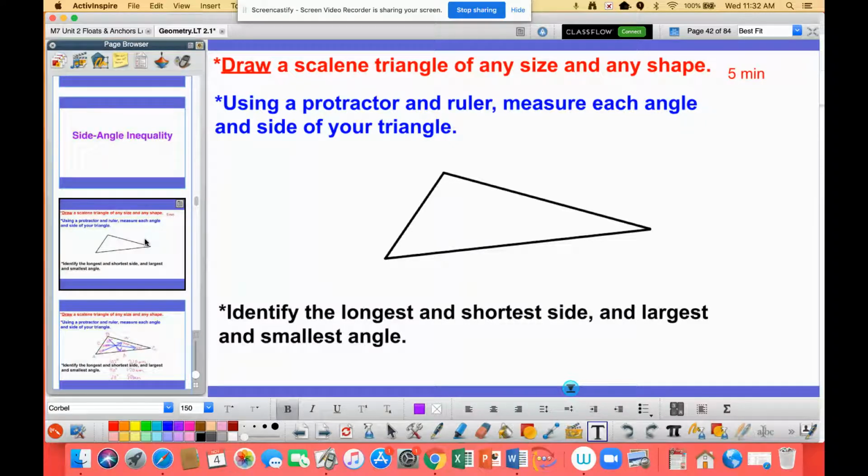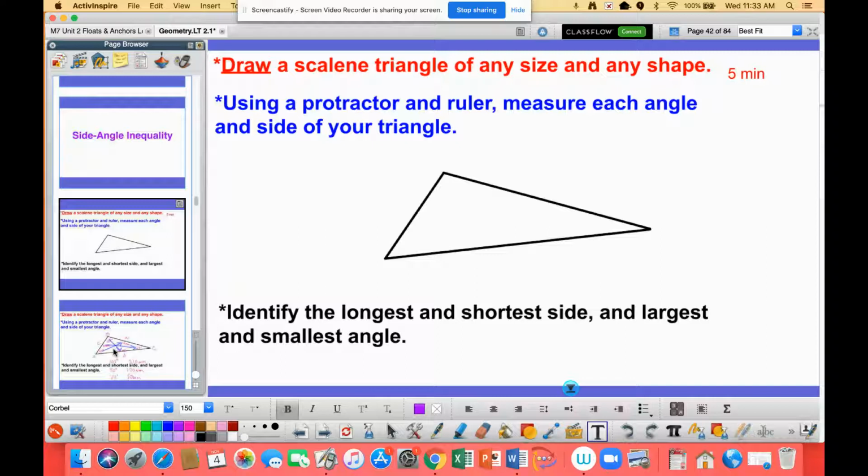You're going to use a protractor and a ruler, and you're going to measure each angle in your triangle and write it down. And then you're going to measure each side of your triangle and write that down. You can measure in millimeters, centimeters, or inches, depending on how big your triangle is. Just make sure that you're consistent with those units for the side lengths. Once you've done that, I want you to identify the longest and the shortest sides and the largest and the smallest angles. You'll need to pause the video while you do all of that and then unpause to come back to the solution.